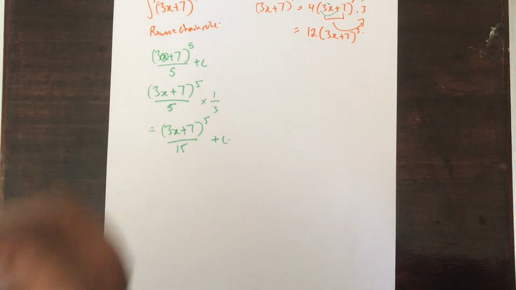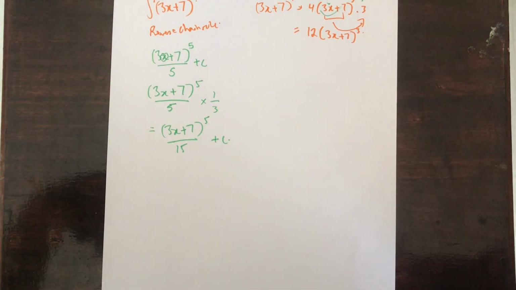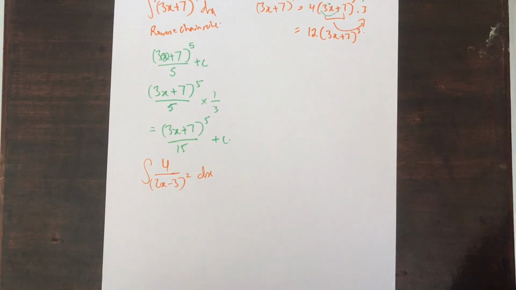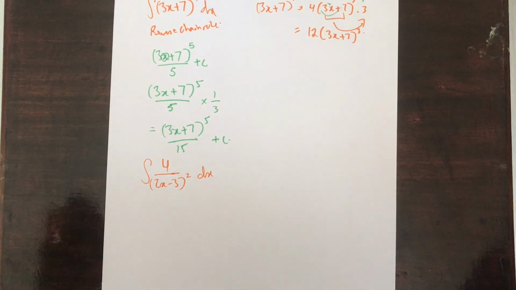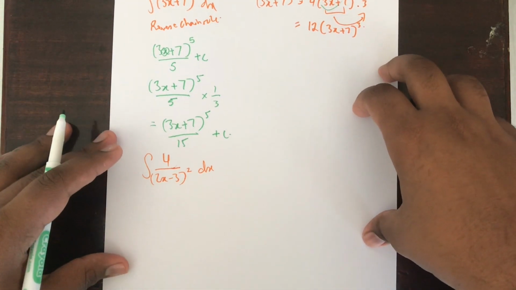So if you have a bracket, you need to make sure you differentiate things first, and from there on you divide to get the correct answer. Now we are asked to integrate 4 over (2x - 3) squared. Again, you need to use the reverse chain rule for this, and it's a bit different here because you have a fraction, but it will work out.